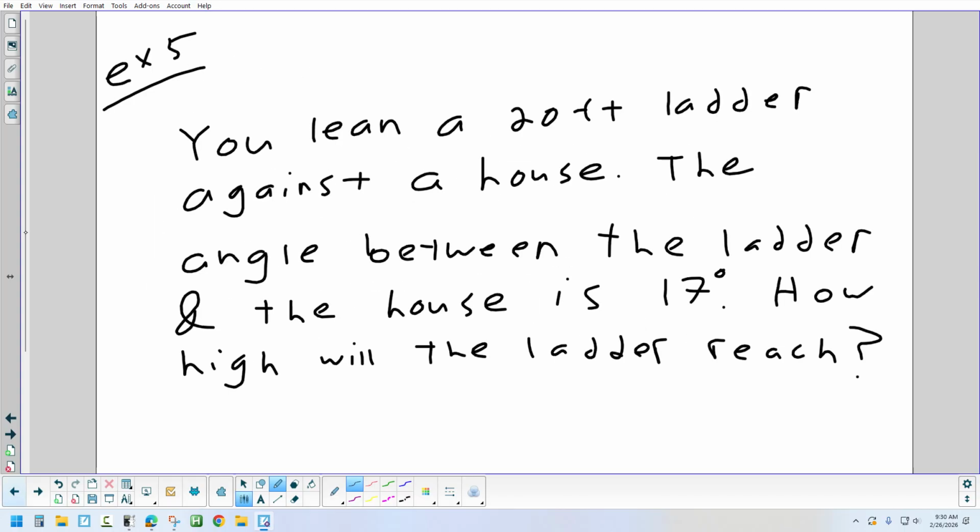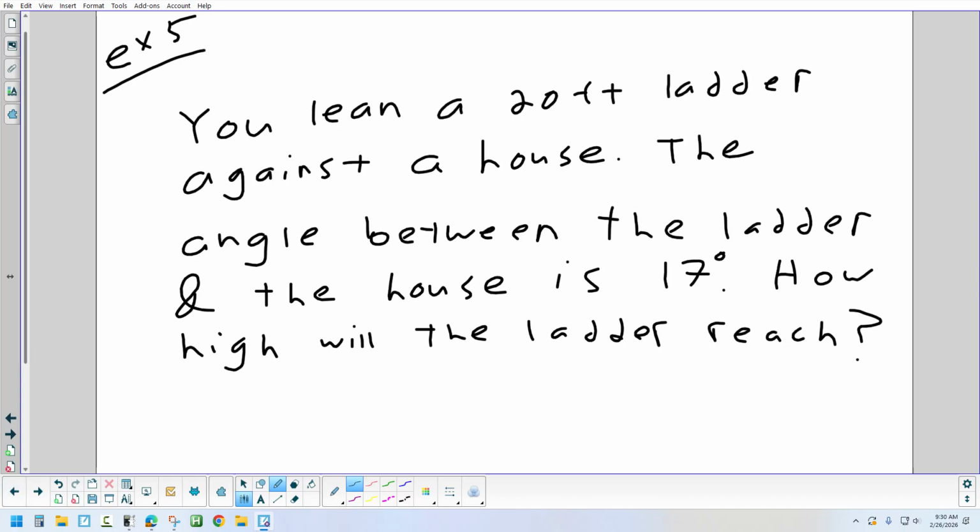All right, let's try the last one. This one says that you are leaning a 20-foot ladder against a house, and the angle between the ladder and the house is 17 degrees. How high is the top of the ladder?